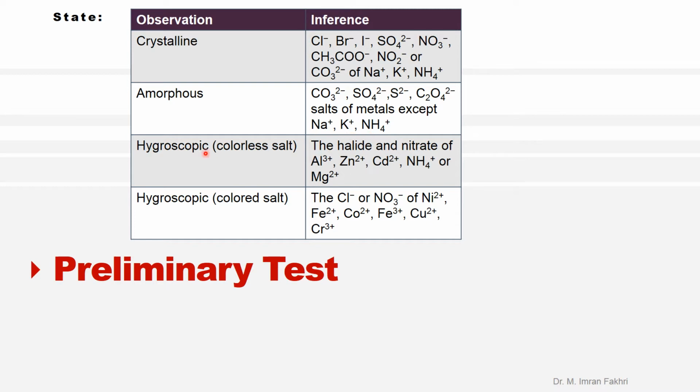Hygroscopic salts which are colorless contain halide and nitrate of aluminum, zinc, cadmium, ammonium, or magnesium ions. Hygroscopic salts which are colored are chloride or nitrate of nickel, Fe2 positive ion, cobalt 2 positive ion, Fe3 positive ion, copper 2 positive ion, and chromium 3 positive ion. Inferences are interpretation, suggestions, implication, and conclusion which we observe during the experiment.